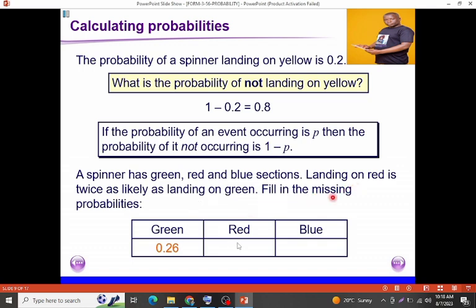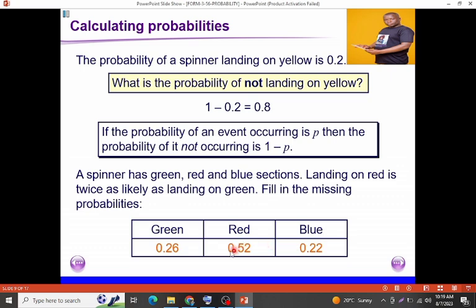So the probability of landing on a red is twice this, according to the statement. So you multiply this by 2, and it will give you 0.52. But since the total probability is always equal to 1, to get the probability that it will land on a blue, you simply add these two up and subtract the result from 1. It will give you the probability that it is a blue.